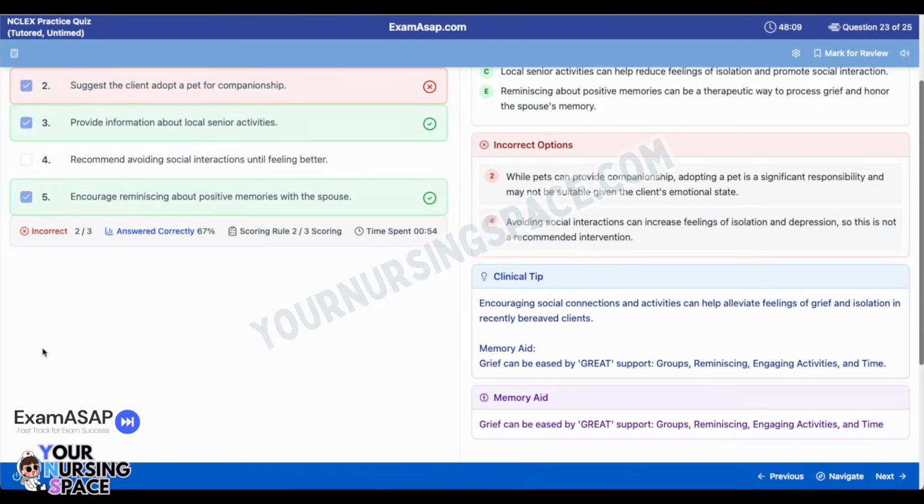Distractor rationales. B. While pets can provide companionship, adopting a pet is a significant responsibility and may not be suitable given the client's emotional state. D. Avoiding social interactions can increase feelings of isolation and depression, so this is not a recommended intervention.